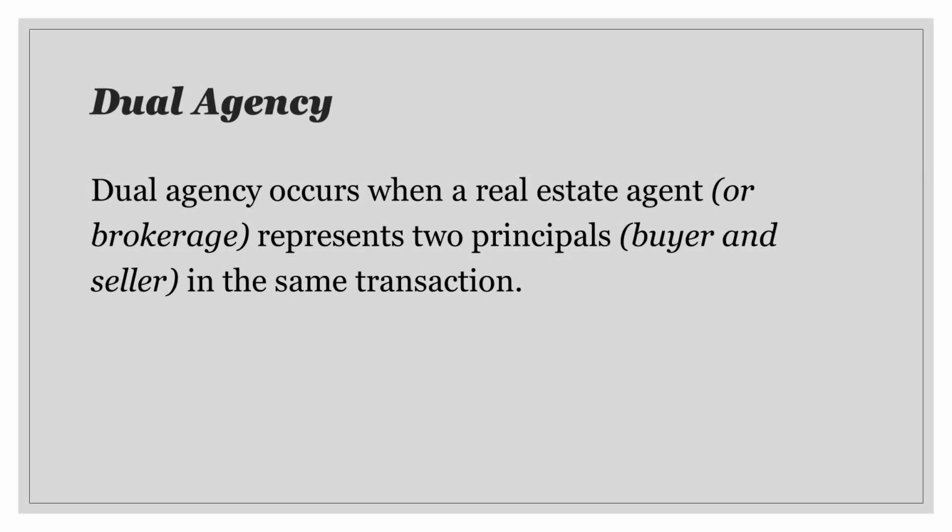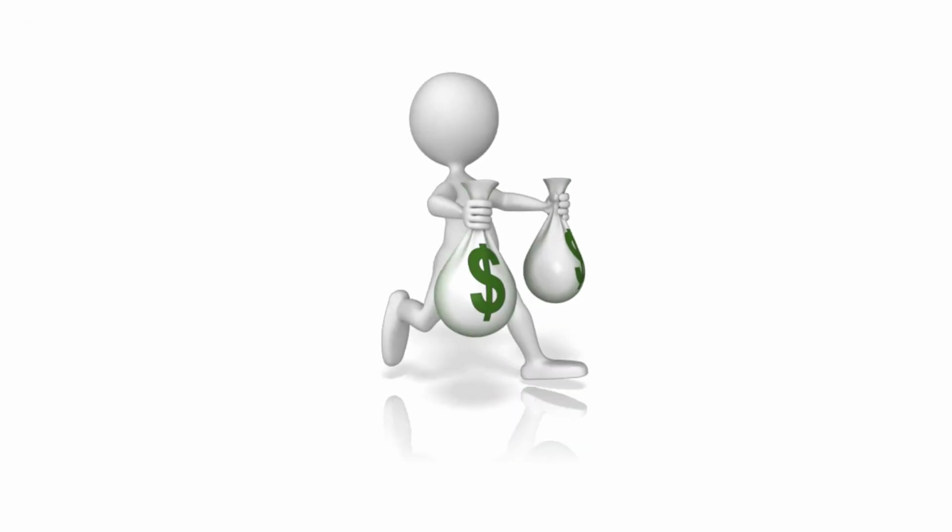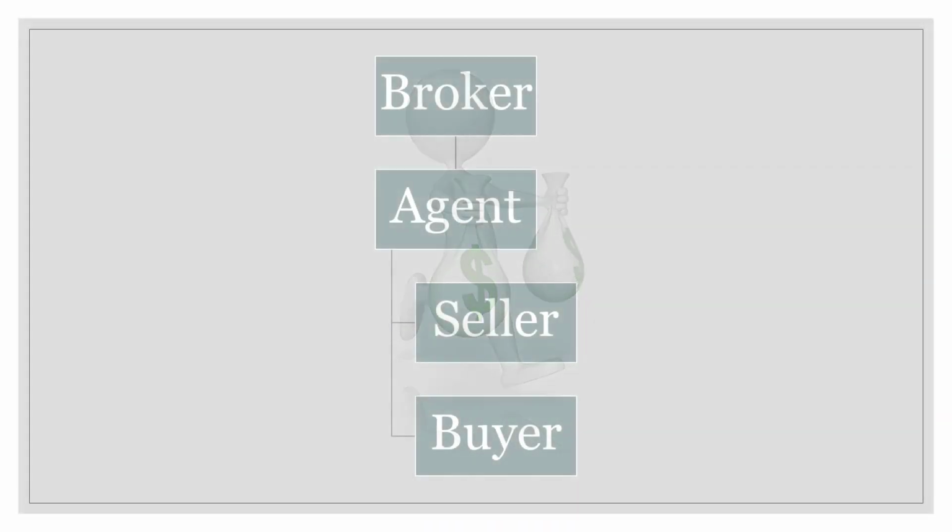Dual agency occurs when a single real estate agent for their brokerage represents two principals in the same transaction. This arrangement is beneficial to the agency because they receive a percentage of both sides of the transaction depending on state laws and practices. Here's an example.